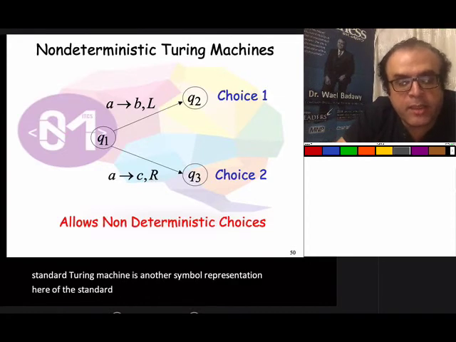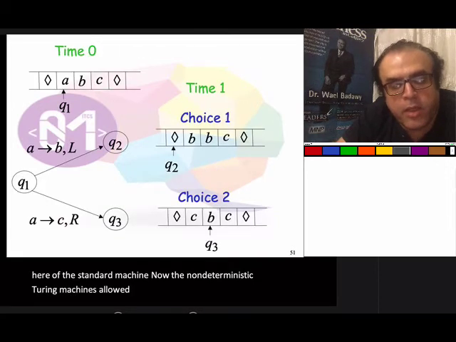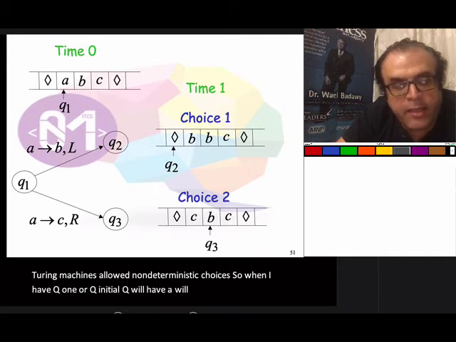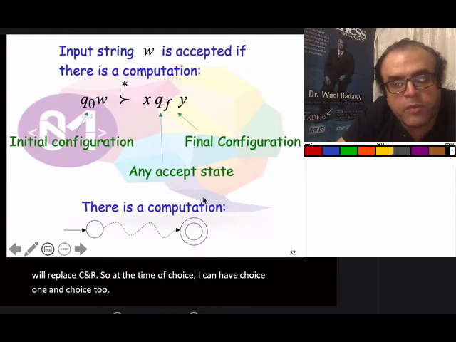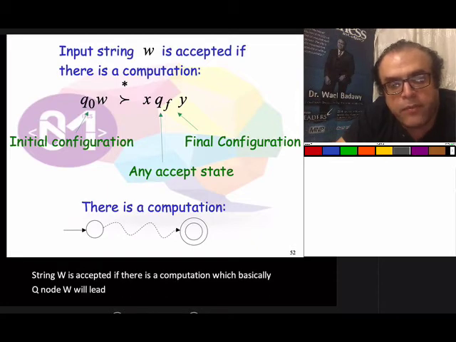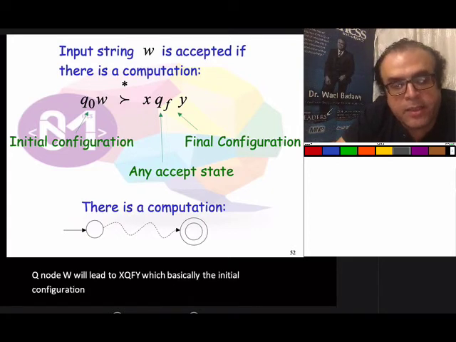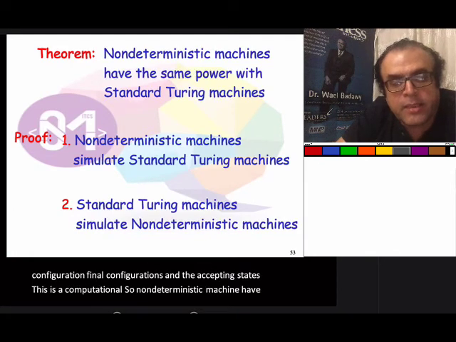Now the non-deterministic Turing machines allow non-deterministic choices. So when I have initial state Q, A will be replaced by B and L, or A will be replaced by C and R. So at the time of choice, I can have choice 1 and choice 2. The input string W is accepted if there is a computation where the initial configuration Q0 W leads to a final configuration X Q_F Y, where Q_F is an accepting state. This is the computation. So the non-deterministic machine has the same power as the standard Turing machine.